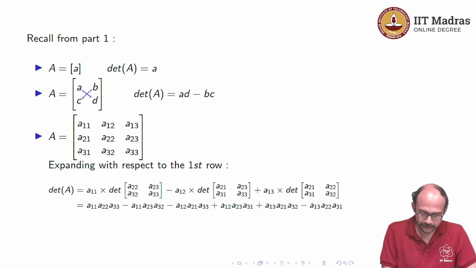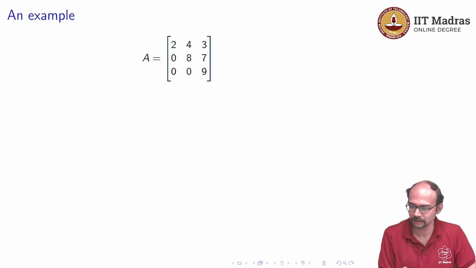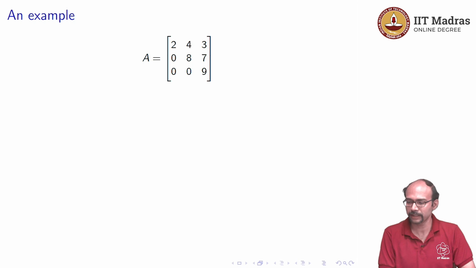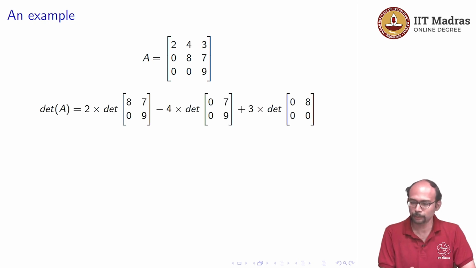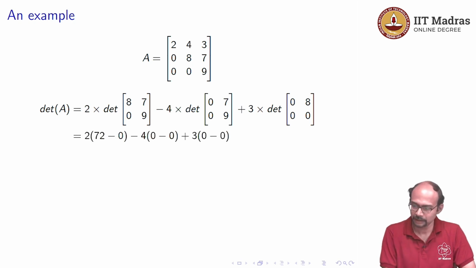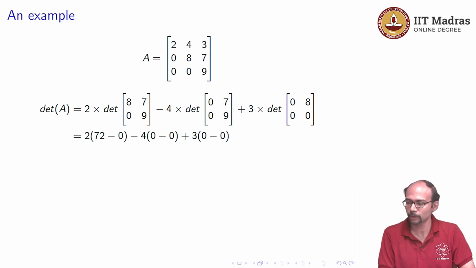Okay. So let us do an example just to refresh ourselves, maybe a 3 by 3 example. So here is a 3 by 3 matrix 2, 4, 3, 0, 8, 7, 0, 0, 9. Maybe I should mention that such a matrix is called an upper triangular matrix because it has zeros below the diagonal. Okay, so let us compute its determinant. So determinant of A is 2 times the determinant of the matrix 8, 7, 0, 9, which is what is remaining if you disregard everything in the first row and column, minus 4 times determinant of 0, 7, 0, 9, plus 3 times determinant of 0, 8, 0, 0.